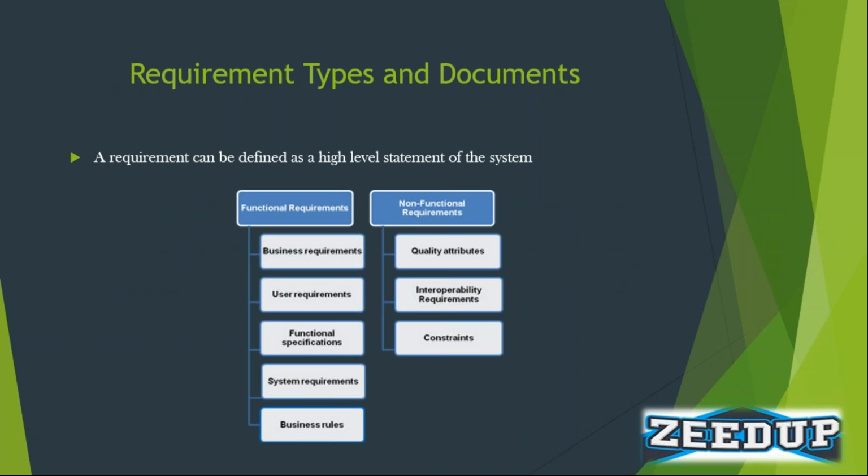So next one is requirement types of documents. What are the requirement types you usually get? A functional requirement and a non-functional requirement. Functional requirement is nothing but the business requirement, what the application states about. And the user requirement, where the customer describes how they are going to use it.